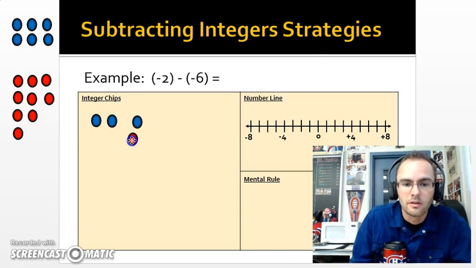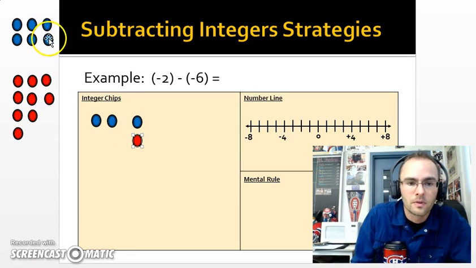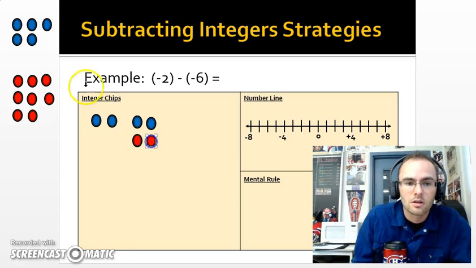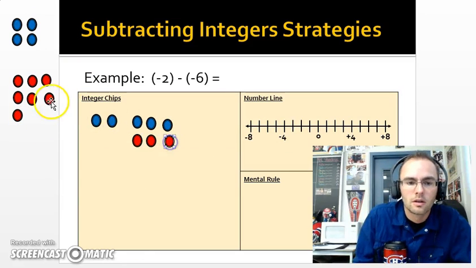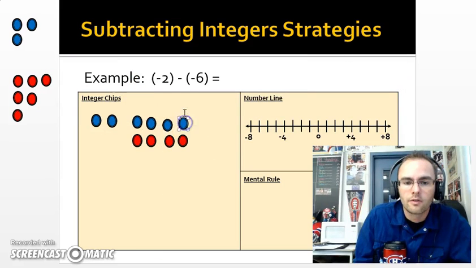Get over here, my son. 1 zero pair. There's 2 zero pairs. 3 and 4. Now, if you look, by adding 4 zero pairs, I have created now a total of -6. Guess what? Now I can take away my -6 because I have -6 by adding zero pairs.